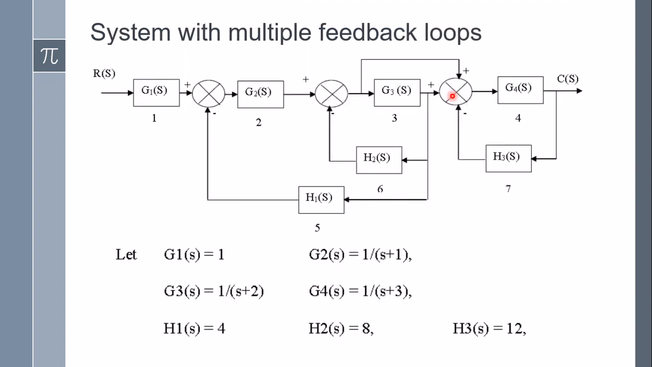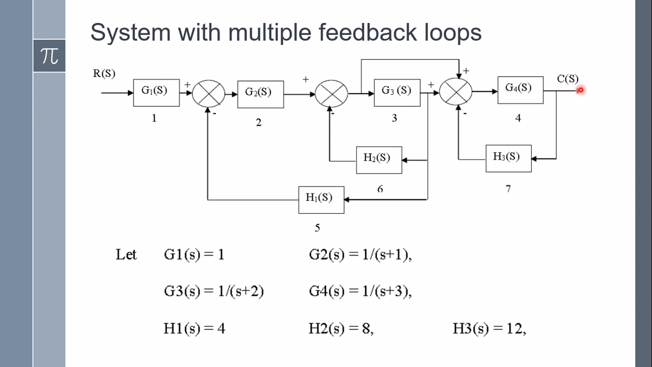In the case of a system with multiple feedback loops like this, we'll be going with a new command called blkbuild. First, let us have a look at the system. The system has the feed forward path. C of S is the output and R of S is the input, and this is a path traveled by the signal from input to output.